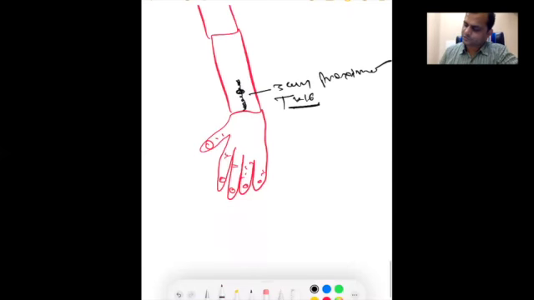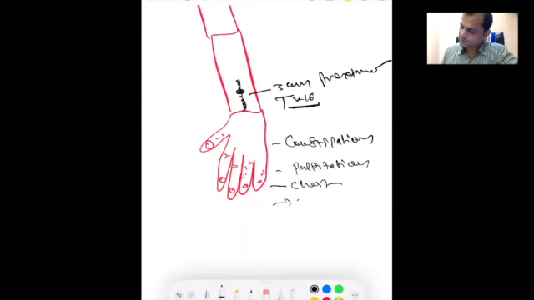And this point we are using for the constipation, because this is the empirical point for the constipation. We are using this point for the palpitation. We are using this point for the chest condition, heart condition. I have seen very good results in the palpitation.